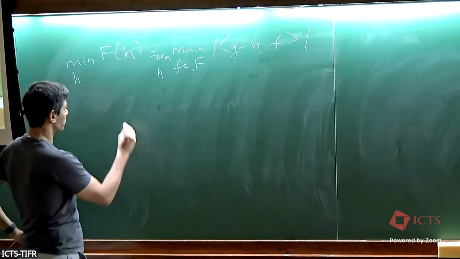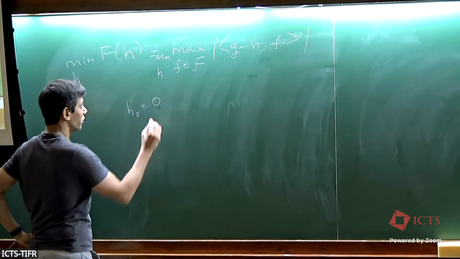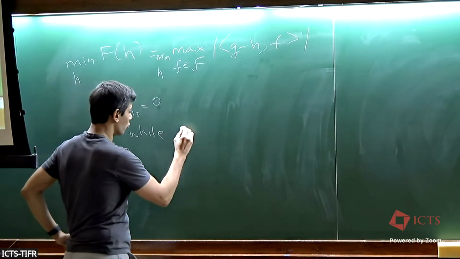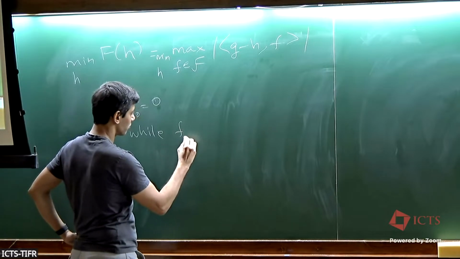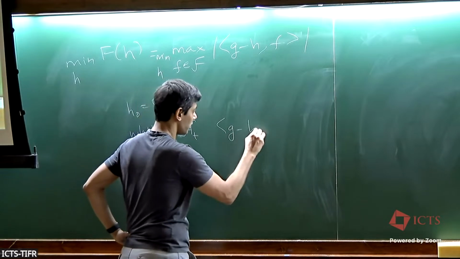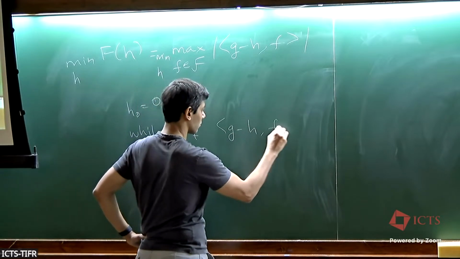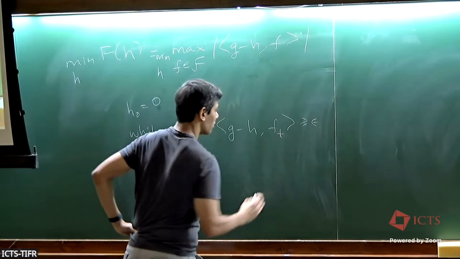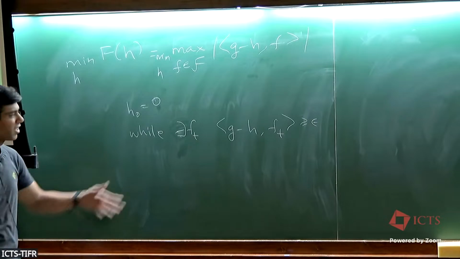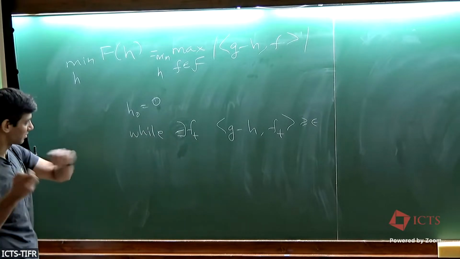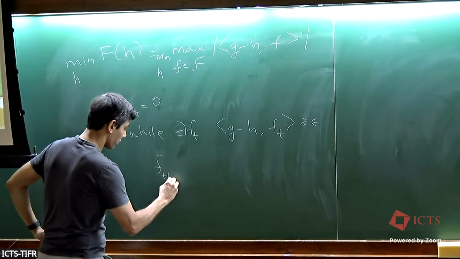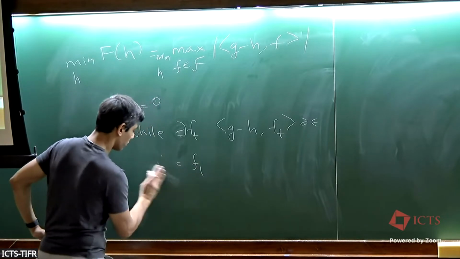And the proof is the following. Start with h0 equals 0, and just have this while loop. While there exists an ft which distinguishes g minus h, I'm ignoring the absolute value because I made the assumption that F is closed under negation. Otherwise, put the absolute value; it will just require one line of case analysis in the next step. And then I'll just update it.